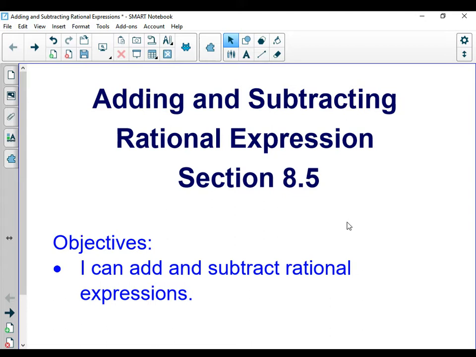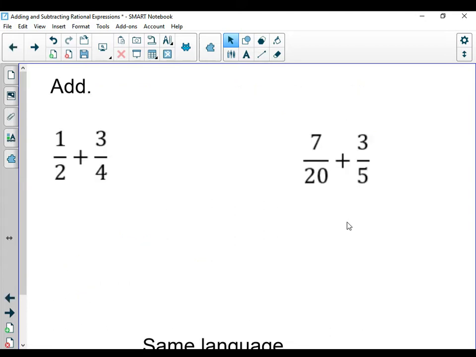Okay, so adding and subtracting rational expressions. So back in the good old days. Remember these guys? Okay. Unfortunately. How can you add fractions without a calculator? You can multiply one of them, or kind of make the denominators the same. Making the denominators the same is the same thing as a common denominator.